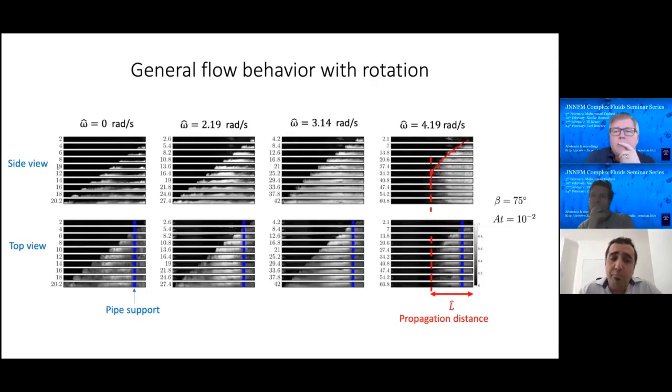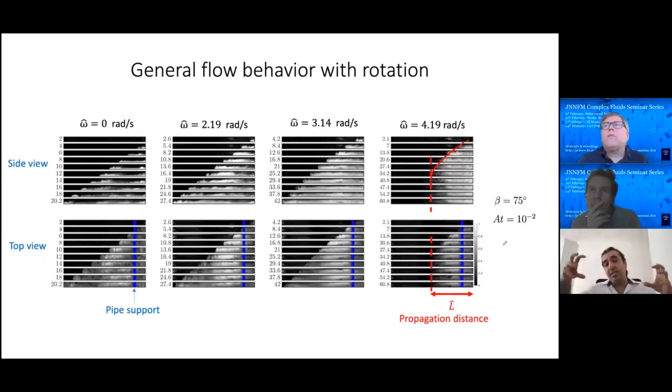Comparing the top and side view of the same process, we can observe that at zero rotation they are completely different, as we expect. But by increasing the rotation, they progressively become more similar, and at the largest rotation they are nearly identical, meaning that the flow is homogeneously mixed in the rotating pipe.